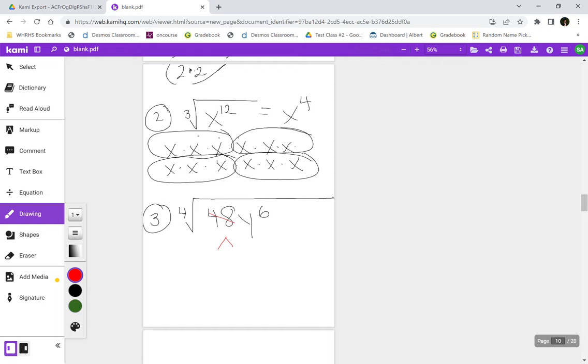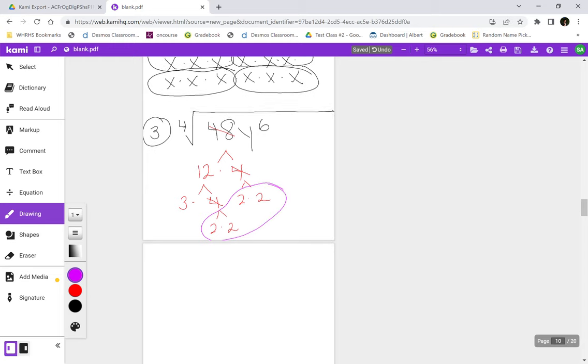48 gets broken down into 12 and 4. Is that good? 16 and 3. Whatever you want. 12 gets broken down into 4 and 3. The 4 will get broken down into 2 and 2, 4 again, 2 and 2. So now I need a group of 4. Where's my group of 4? The 2's.